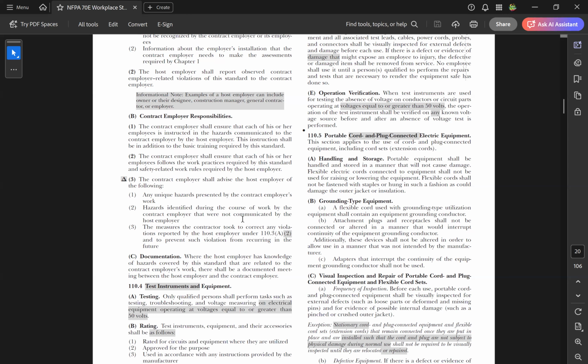Three, the measures the contractor took to correct any violations reported by the host employer under 110.3(A)(2) and to prevent such violations from occurring in the future.